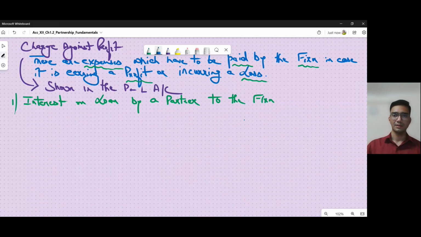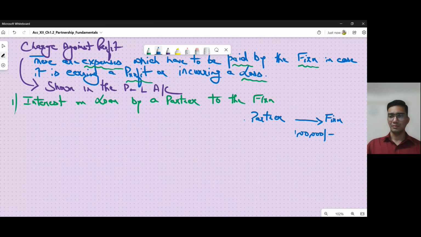So let's understand this. Say we have a firm and we have a partner. This is the partner. This is the firm. Now we are saying the partner has given a loan to the firm. So suppose we have given a loan of 1 lakh rupees to the firm. Why have we given it? Maybe the firm is requiring money. Instead of taking it from an outsider like the bank or from anywhere else, it asks its own person who is a partner. And that person had enough money, so that person willingly gave 1 lakh rupees.